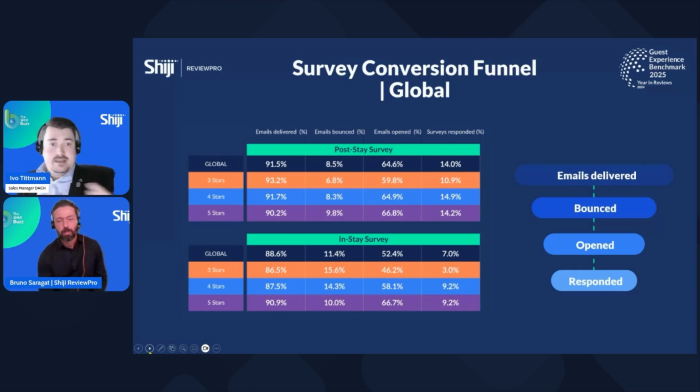But when I have this in-stay survey and say, hey, I need another pillow, then just the case opens in ReviewPro and goes directly to the housekeeping department. So that is such a nice thing.